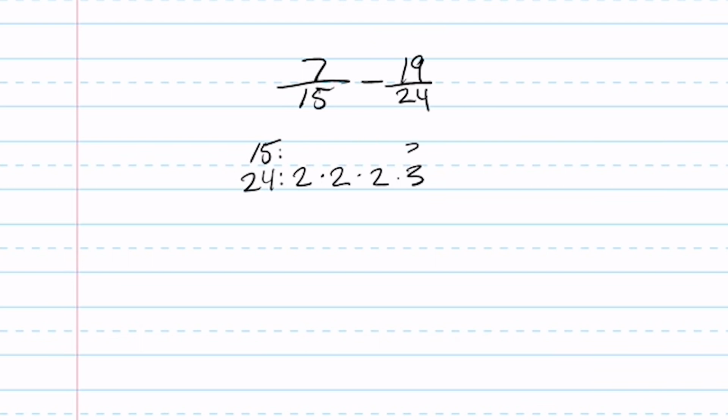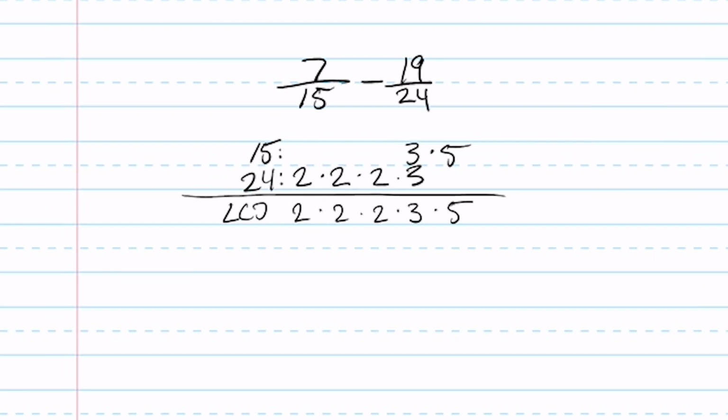To get the least common denominator, you're going to take each number that isn't stacked and multiply them by each other. So we have 2 times 2 times 2 times 3 times 5, which gives us a least common denominator of 120. To figure out what number we have to multiply each fraction by, we look at the missing numbers in each row.